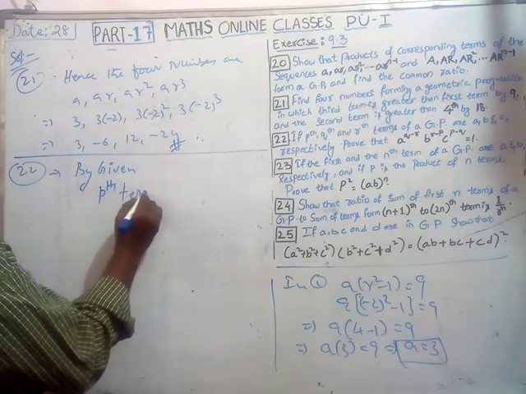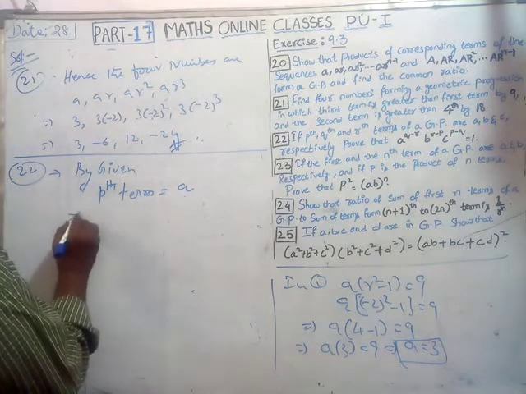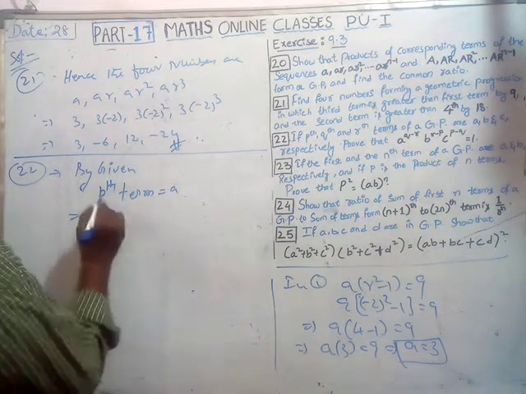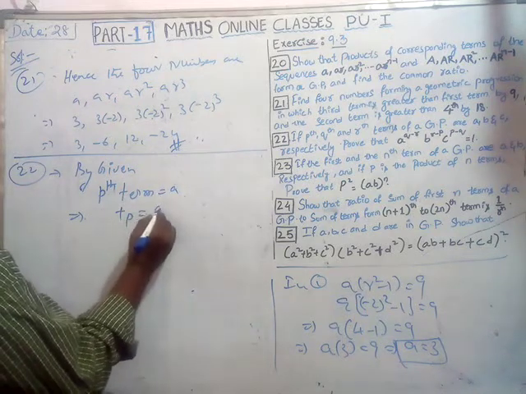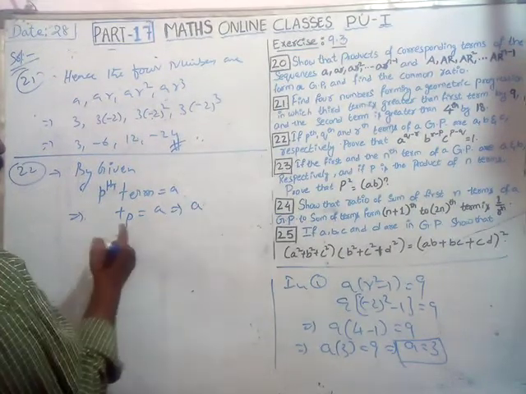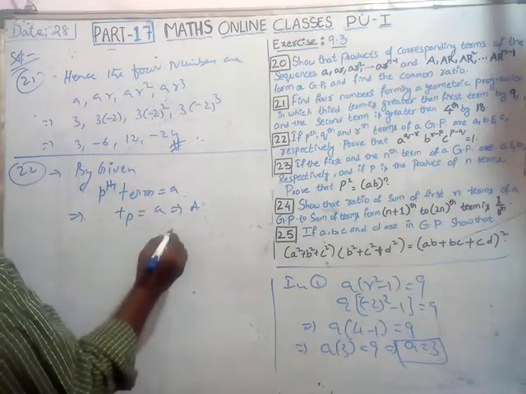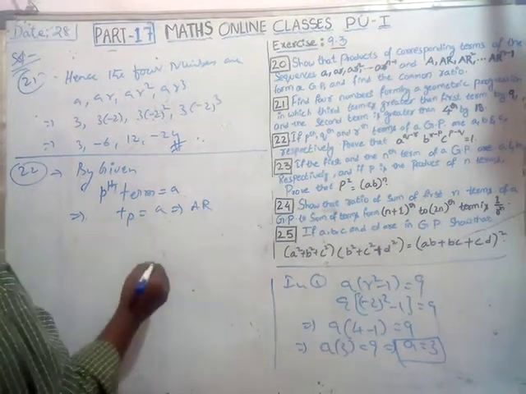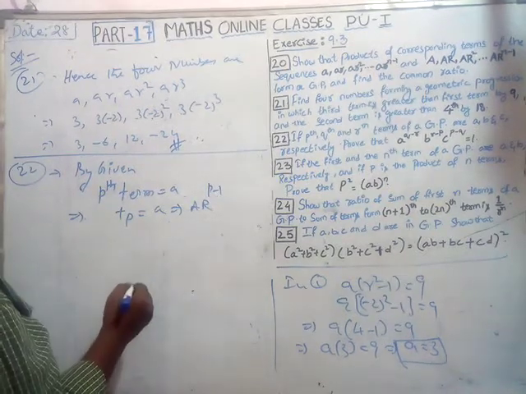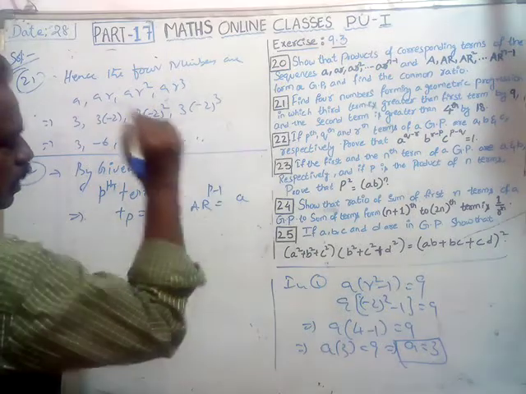By given, pth term is equal to a. That implies pth term means Tp is equal to a. That implies, oh, I have to use not capital A, I want to use capital A and R also capital R. Okay? A R power p minus 1 is equal to small a.